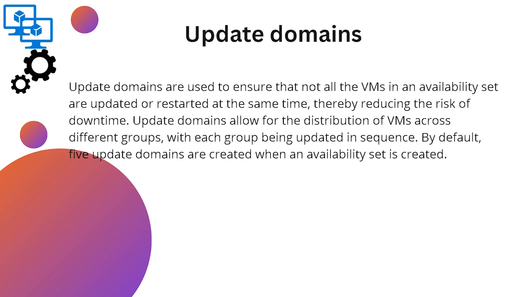So what are update domains? Update domains are used to ensure that not all VMs in an availability set are updated and restarted at the same time, thereby reducing the risk of downtime. Domains allow the distribution of VMs across different groups, with each group being updated in sequence. By default, 5 update domains are created when an availability set is created. I'm going to repeat that last bit because you are going to get that on the exam. By default, 5 update domains are created when an availability set is created.